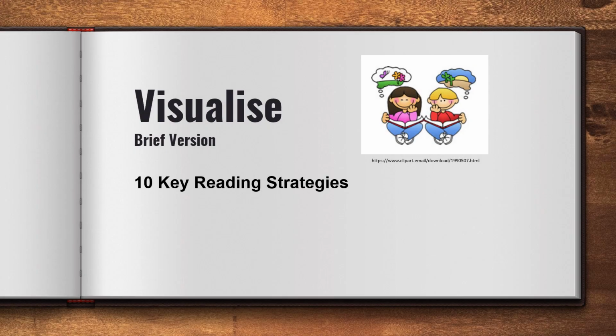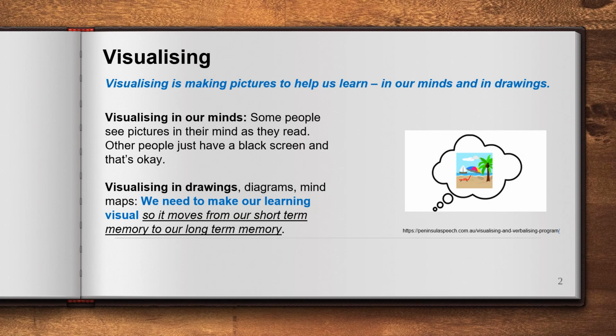This is a short video about visualizing, which is one of 10 key reading strategies. So what is visualizing? Visualizing is making pictures to help us learn. And we make these pictures in our minds or in drawings and diagrams.